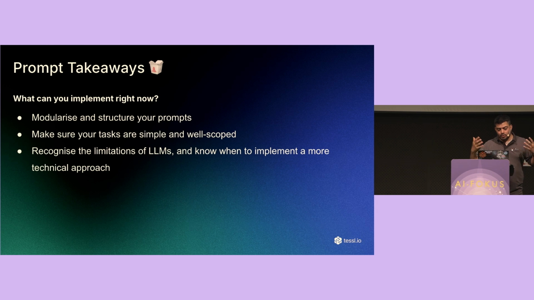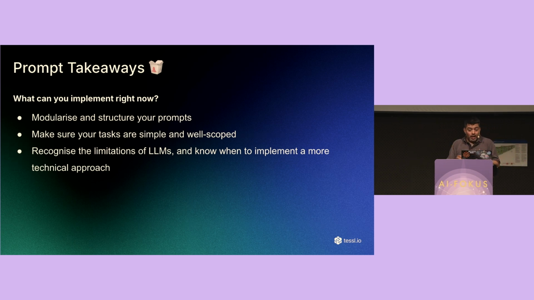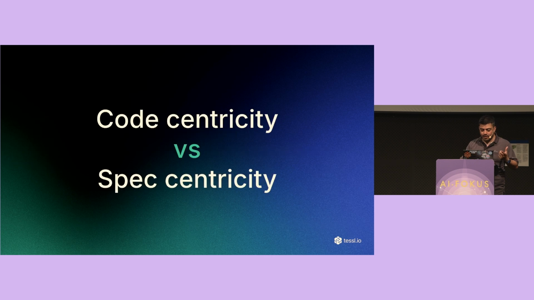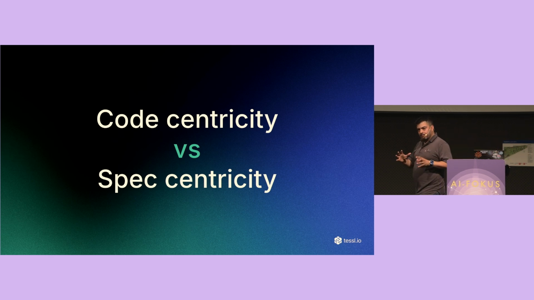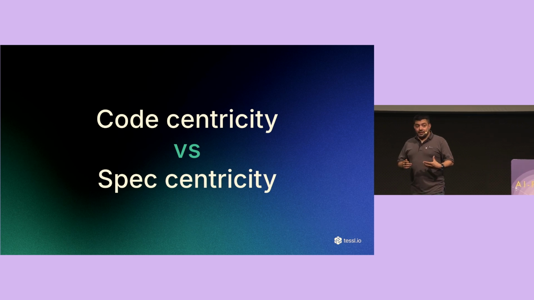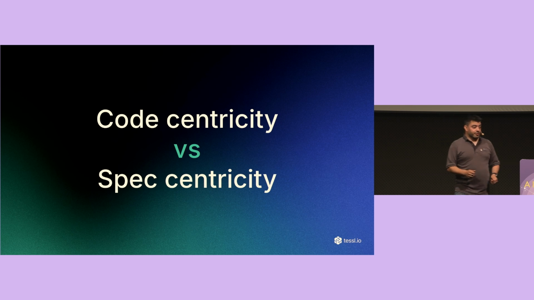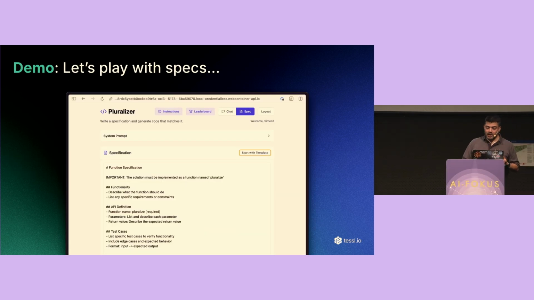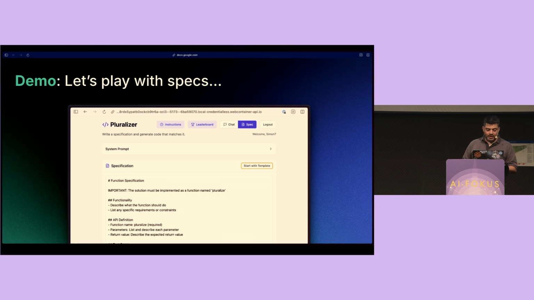Make sure they're simple, those tasks are well scoped, and recognize when you should be using LLMs and when not. But one of the things that we've talked about so far is code centricity. Everything that I've shown you is all about being code centric, the ability to write code faster, the ability to use code still as our single point of truth. What about spec centricity? We're going to go back to that demo, but we're going to play with specs a little bit.